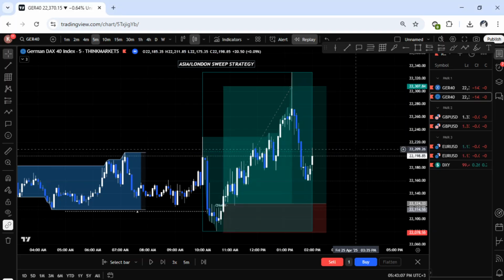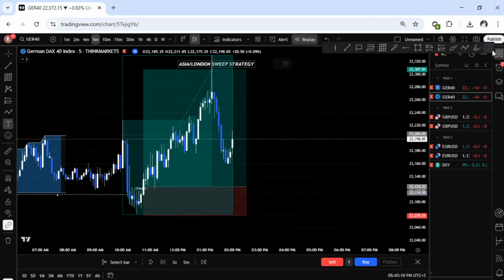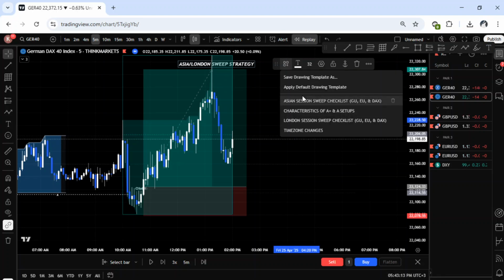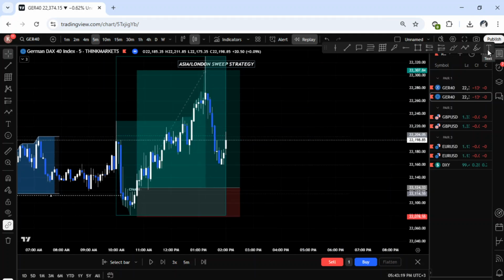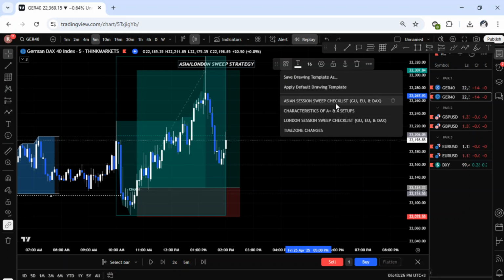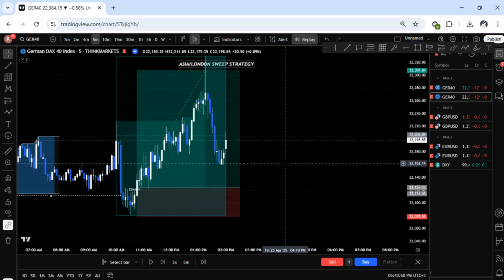So this is the strategy. If you inbox me, I'm going to give you the checklist. I don't want to show it here so that I don't attract people who... sorry, I nearly showed it. Or you can pause and read, if you can read anything small here, that is good for you. I have the Asian session sweep checklist, which is for GU, EU, and DAX. These are the only pairs I trade. I will also send you the characteristics of an A plus and an A setup. I don't trade anything below that. Then there is the London session sweep checklist. So this is the Asia sweep, and then there's the London sweep checklist. There are some slight differences that arise from this. All of them I'm going to share with you if you are serious.